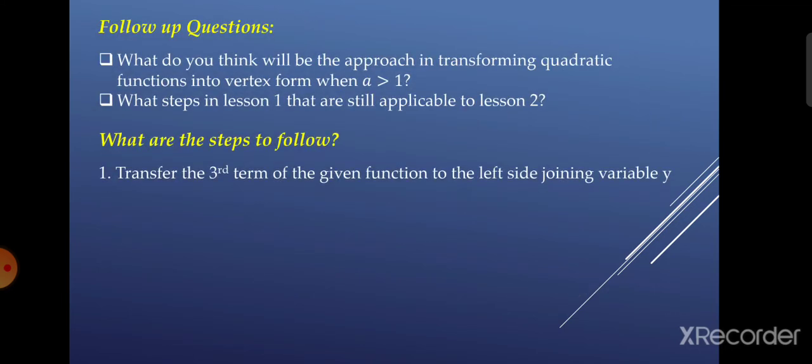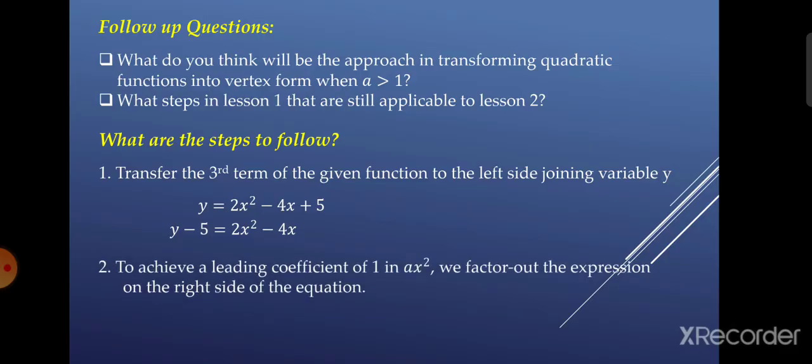Okay. So what are the steps to follow? First step, transfer the third term of the given function to the left side, joining variable y. The given quadratic function is y equals 2x squared minus 4x plus 5. The third term is positive 5. When transferred to the left side, it becomes minus 5. So y minus 5 is equal to 2x squared minus 4x. That is the first process.